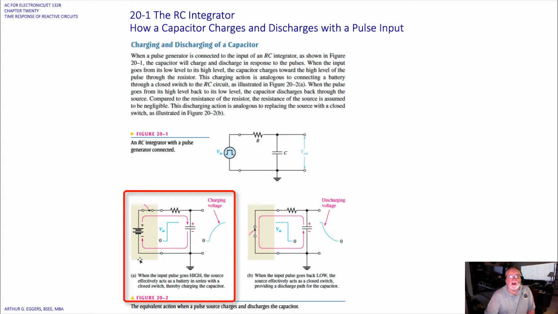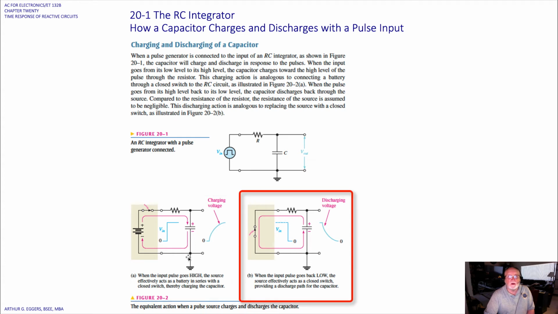We have in A going from high to low, in B from low to high, in B from high to low. And the explanation here goes through just exactly what we said. But you can see what's happening on the output.